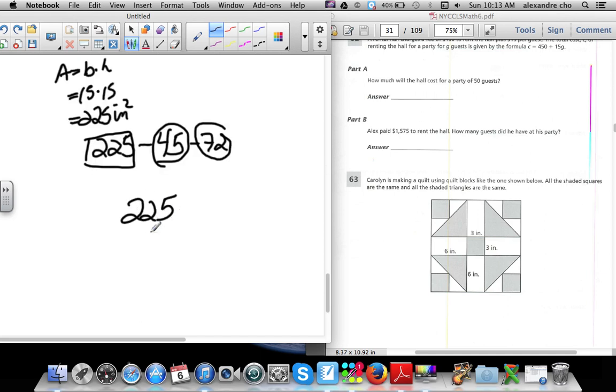225, let's do the first two. 225 minus 45 is 180. And then you got to take 72 out. 180 minus 72 is 108. Final answer 108. So 108 inches squared is the area of all the white parts over here. That's the easiest way to do this problem. Okay?